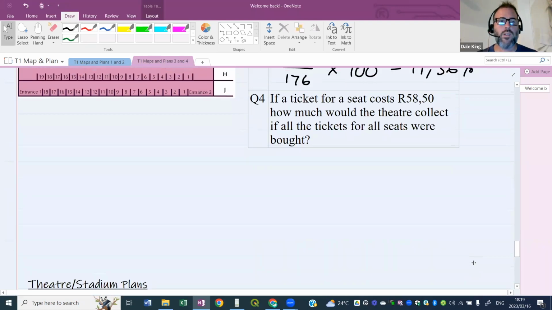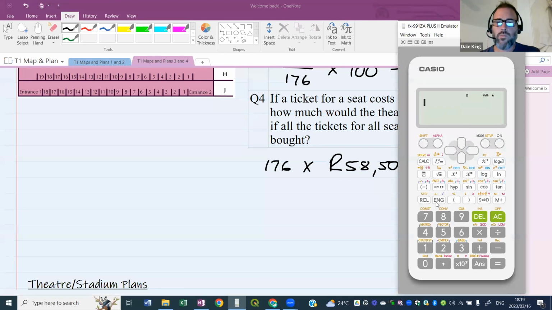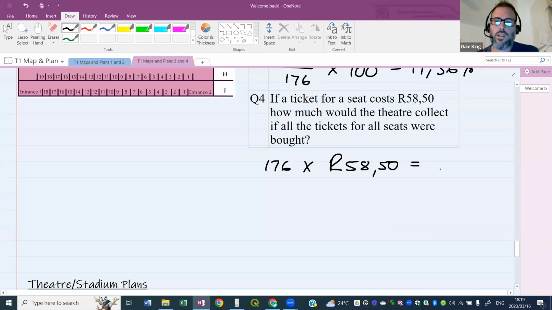Okay. So we know there are 176 seats. All of them are bought. So we'll multiply this by 58 Rand 50. Wow, 10,296.